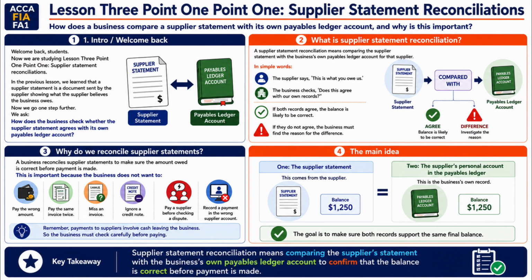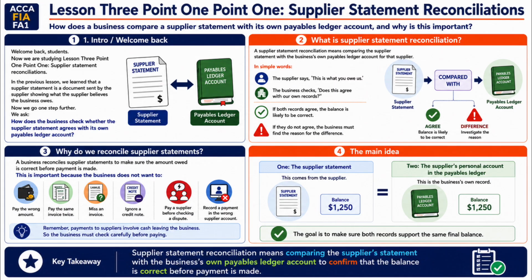Now we are studying Lesson 3.1. Point 1. Supplier Statement Reconciliations. In the previous lesson, we learned that a supplier statement is a document sent by the supplier showing what the supplier believes the business owes. Now we go one step further. We ask, how does the business check whether the supplier statement agrees with its own payables ledger account? That checking process is called supplier statement reconciliation.